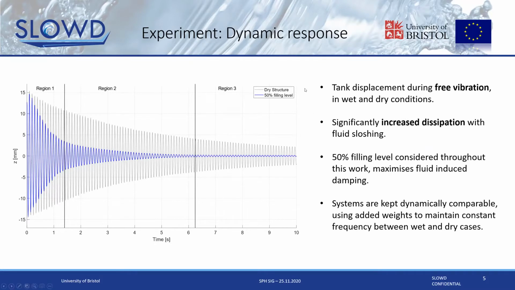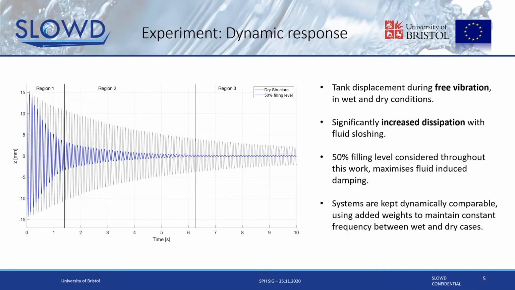But when we fill the tank up to 50% of its filling level, we can see in this blue curve there's this initial really strong increased dissipation from the fluid inside. And we fill the tank up to 50% because in some of our previous work we found out that a 50% filling level actually maximizes the amount of dissipation you get in a vertically vibrated system. We actually add mass to the dry case here. This is to keep our mass and our frequency the same between both the dry and the wet cases, so then they're dynamically comparable.